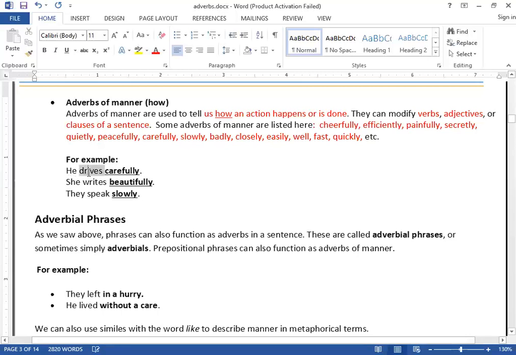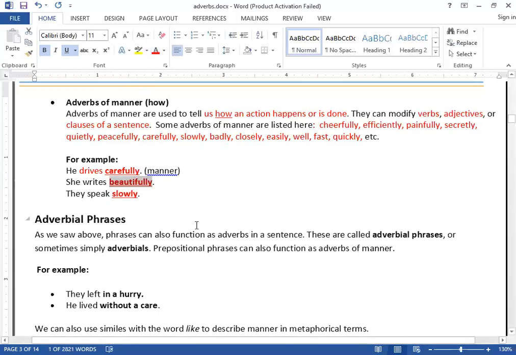Now, here are some examples. He drives. What is drives here? It's a verb. Now, if I ask how he drives: carefully. So in this case, carefully is an adverb. What type of adverb is this? Adverb of manner. Why? Because it tells us how he drives, in what manner he drives. Second one, she writes. How does she write? She writes beautifully. So what is beautifully? It's an adverb of manner. For example, they speak. How do they speak? Slowly. So all these words, carefully, beautifully, slowly, are called adverbs of manner.